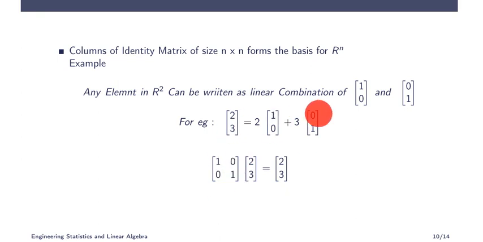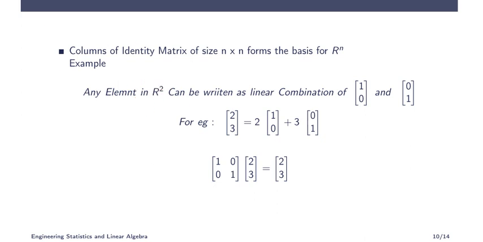So in this one I can write in a matrix form as [1 0; 0 1], the identity matrix, times [2 3] is equal to [2 3]. So the identity matrix forms the basis. Always, if you give an example for a basis, it means the identity matrix, and the columns of the identity matrix are the basis for that one.